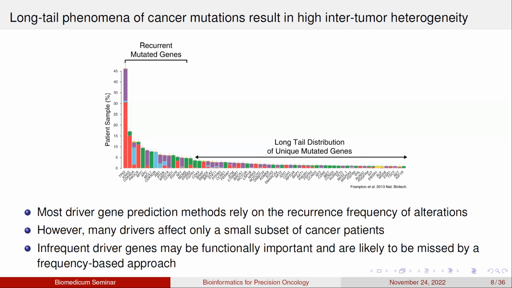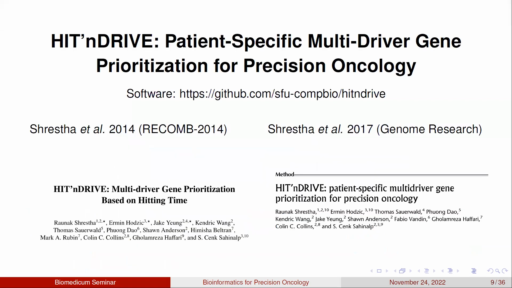To address these challenges of identifying driver mutations, during my PhD I worked on a couple of papers describing an algorithm called HotNet, that helps to prioritize rare as well as most recurrent driver genes. The initial version of this work was published back in 2014 at the RECOMB conference, and we improved our algorithm to a larger extent and published it with additional analysis in 2017 in Genome Research. I will be talking about this work today in my talk.